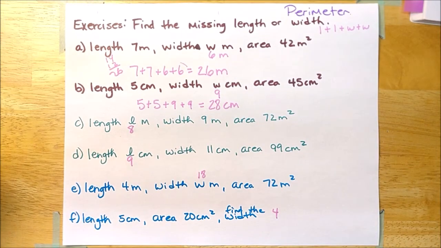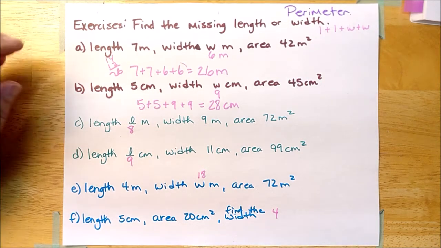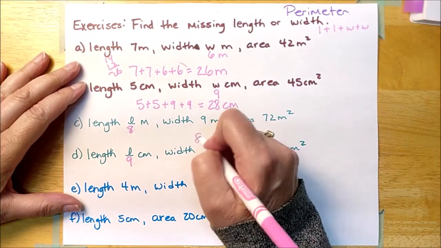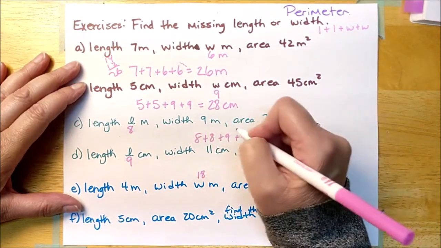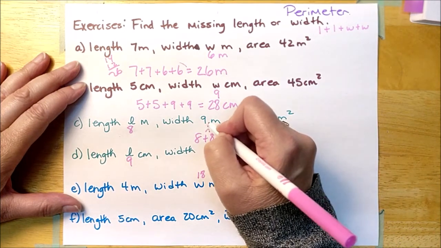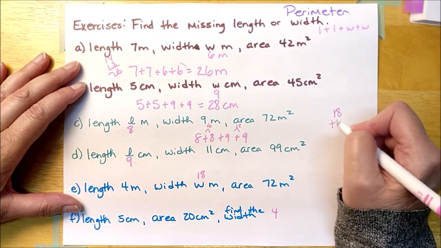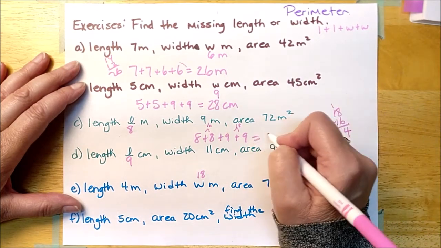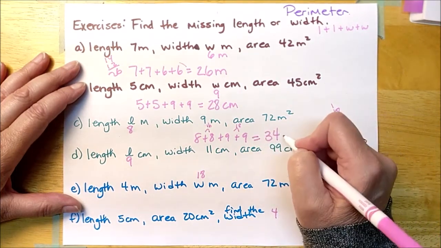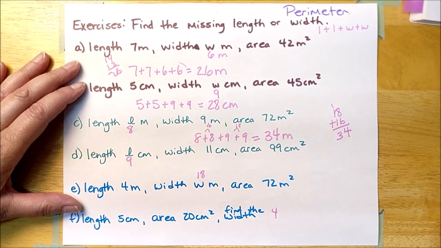What is the perimeter? Length plus width plus width. Go. Okay, you're back. So I have 8 plus 8 plus 9 plus 9. So these two equal 18 together, and those two equal 16, and 18 plus 16 is 34. So my perimeter is 34 meters.